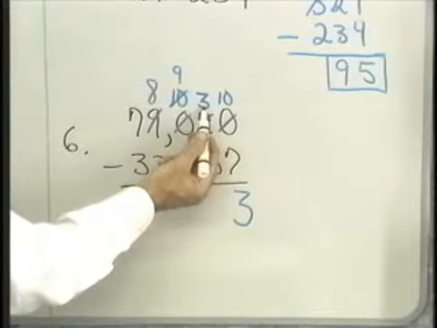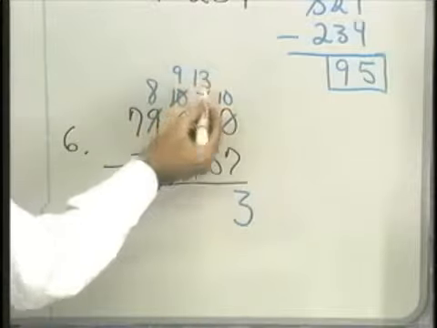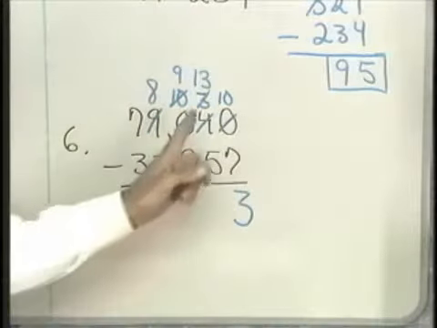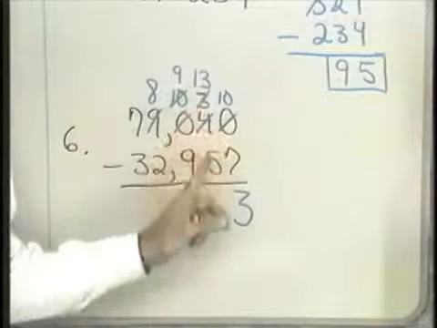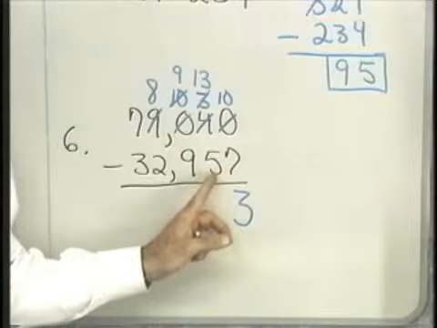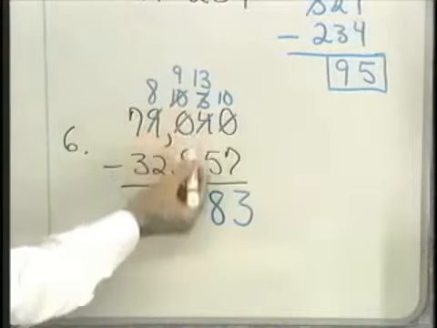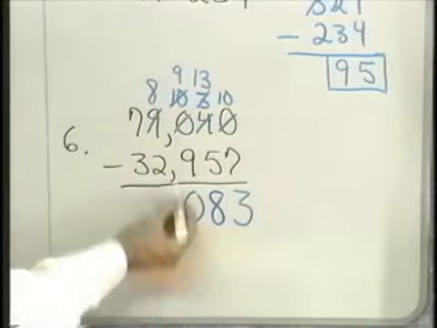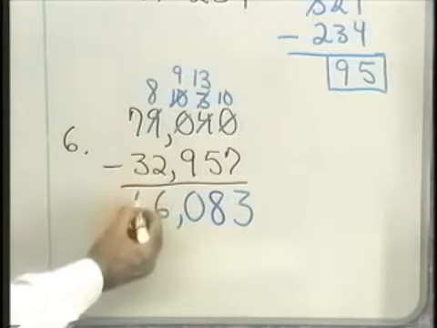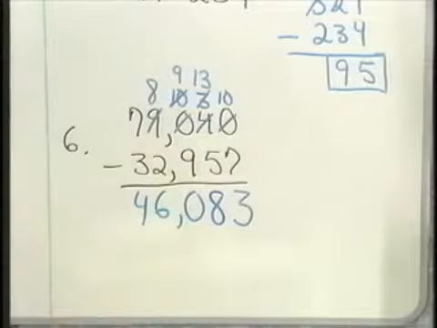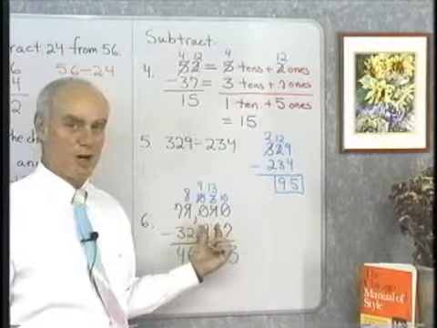I take the 100 that I borrowed and write it as 10 tens over here, plus the 3 tens I already have gives me 13 tens. So it looks a little messy right here, but that is 13 tens in this column. Subtract that from that 5, and I end up with 8. Now 9 subtract 9 is 0. 8 subtract 2 is 6, and 7 subtract 3 is 4. So my answer ends up to be 46,083, and I had to do some pretty fancy borrowing right here.